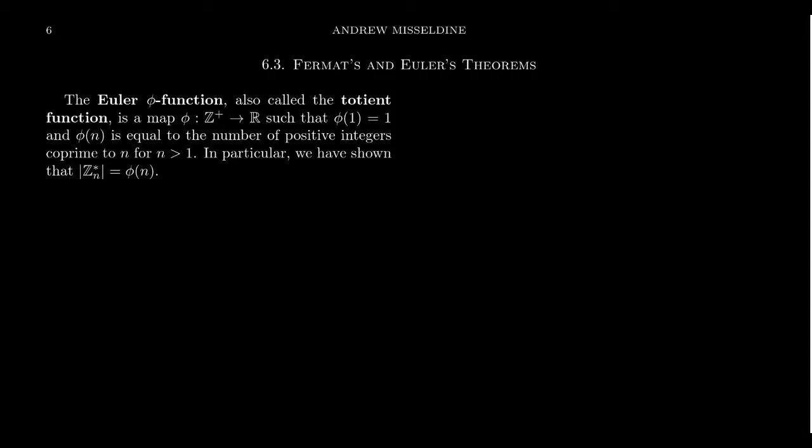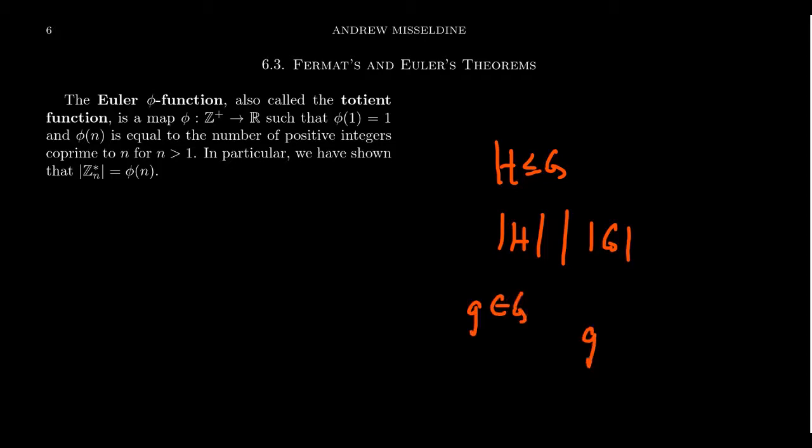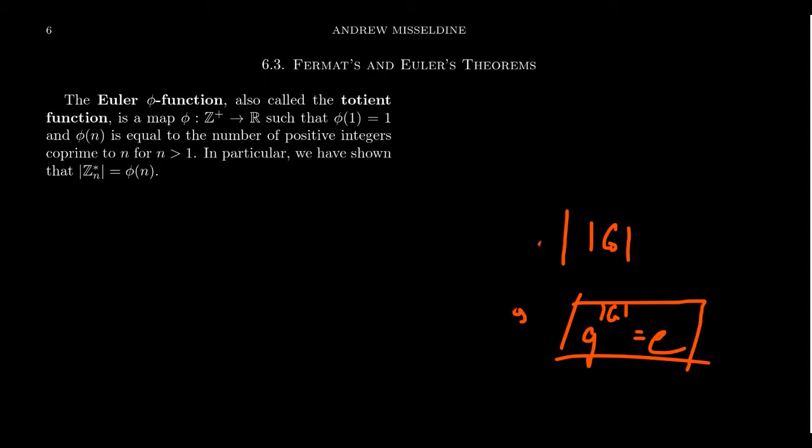Remember that Lagrange's theorem says that if you have a subgroup H of a group G, then the order of H must divide the order of G. And as a consequence, if you take any element inside of your group and raise that element to the order of G power, you always get the identity. And that's really the consequence we have right there. Lagrange's theorem tells us that if you raise an element to the power of the order of the group, you get back the identity.